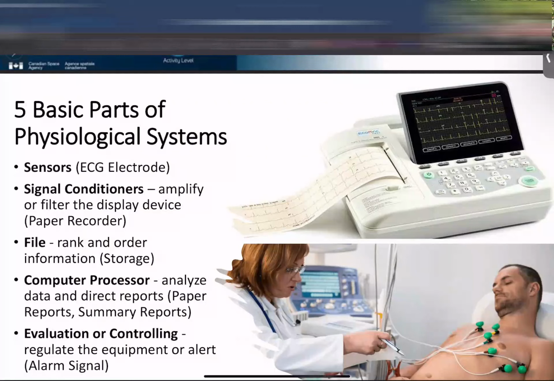What are those 5 basic parts, class, of your physiological systems? One, dear students, is your sensors. Okay? By the way, may iba muna tayo. Pag sinabi ko, class, na physiological monitoring systems, one example of which is your ECG machine. Okay? As you can see here on the side, I've given an ECG machine as an example. Okay, class, this is an ECG machine.